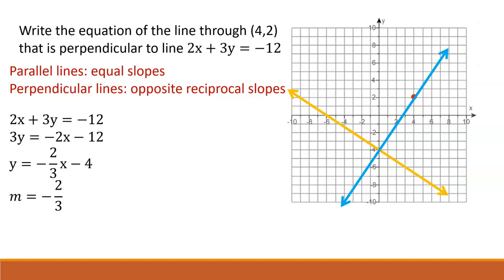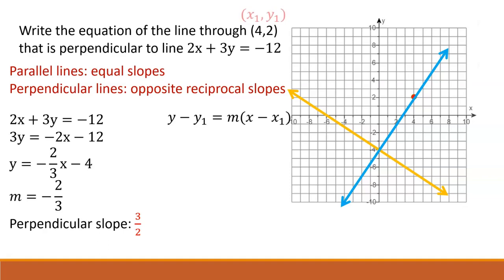So we need to find the opposite reciprocal of -2/3. In other words, flip that to 3 over -2 and change its sign. So a perpendicular slope would be 3/2. Now that we've got the slope of the line we're looking for, that's the blue line, and a point that's on the blue line, we can use our point-slope formula to find its equation.